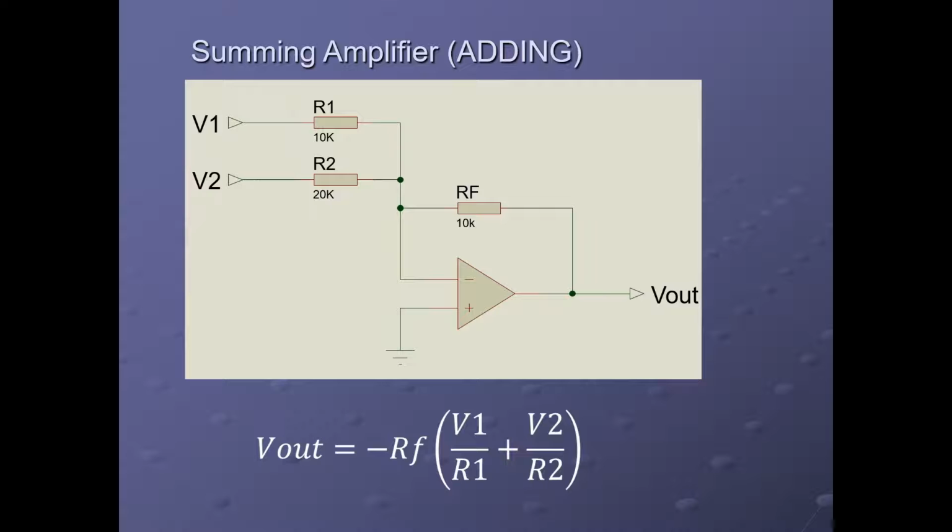Okay, so we've got an equation here, which is in your equation booklet, so you don't have to remember it. Vout is minus RF, so it's minus because it's inverting, RF, the value of the feedback resistor, times V1 over R1 plus V2 over R2. So it's this input voltage here over this resistor here, plus this second voltage here over the second resistor value there. And you add them because it's a summing amplifier.